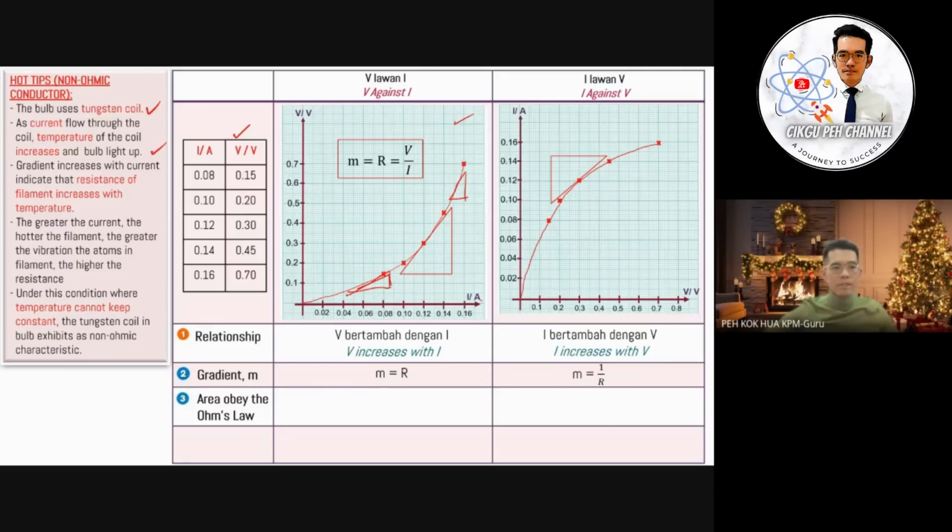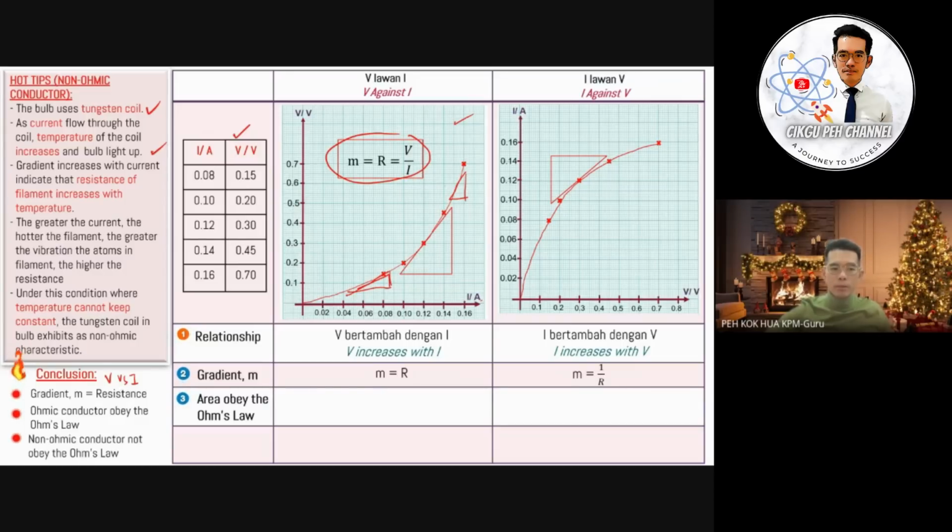So the greater the current, the hotter the filament. The greater the vibration of the atoms in the filament, the higher the resistance. So in this condition the temperature cannot be constant, and tungsten behaves as a non-ohmic conductor, or with non-ohmic character. Okay, so the conclusion is what I just mentioned to you: the gradient is the resistance for V against I, but it is 1 over R for I against V. An ohmic conductor obeys Ohm's law, so the gradient is constant. Then a non-ohmic conductor does not obey Ohm's law, so the gradient is not constant.